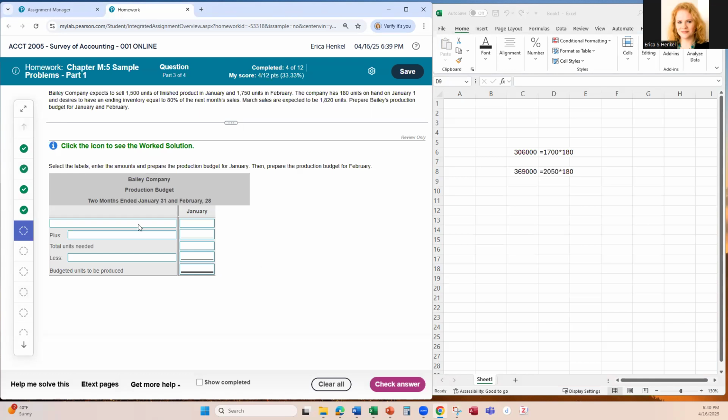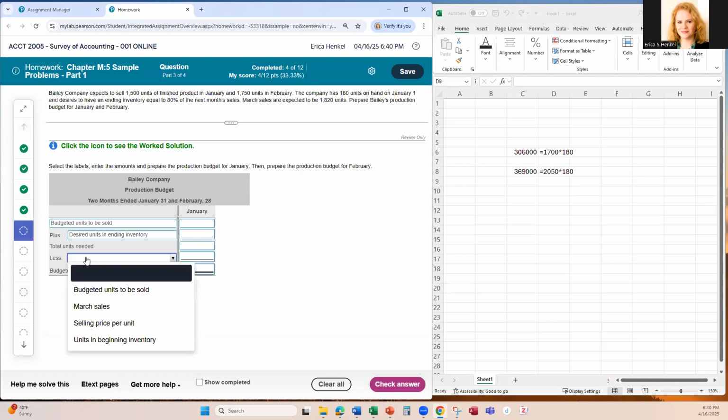So it's going to be the same concept here. Budgeted units to be sold plus our desired units in ending inventory will get us the number of units we need. From that, we will subtract out our units in beginning inventory here.